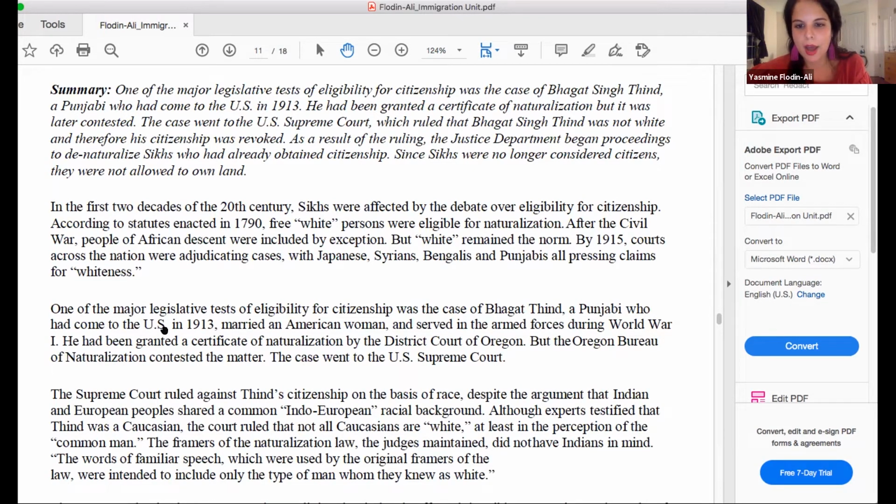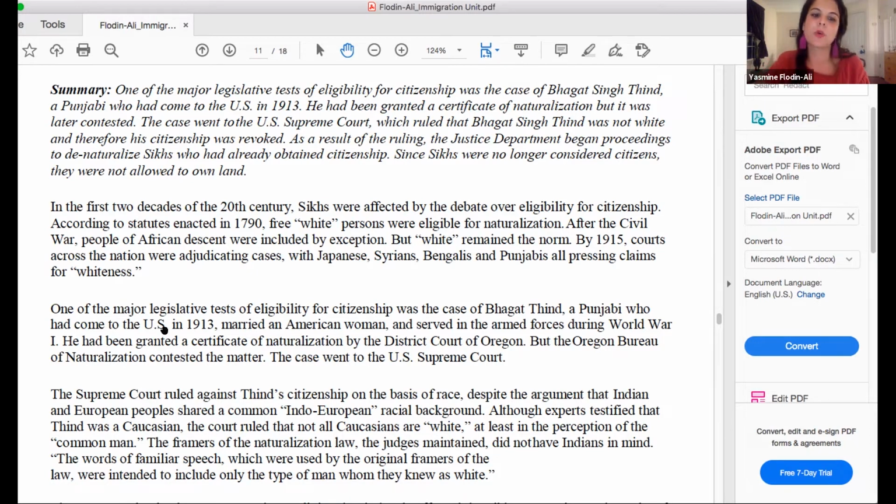It's about this man. He was a Sikh man. He came to the US. He actually joins the US Army, which you'd think would be enough to get him citizenship, but apparently not. He was also involved in anti-colonial agitation against the British. So there's some speculation that that may have been held against him in his citizenship case.